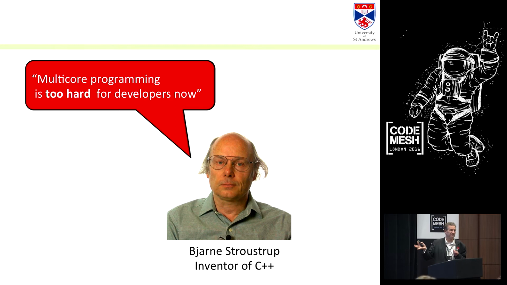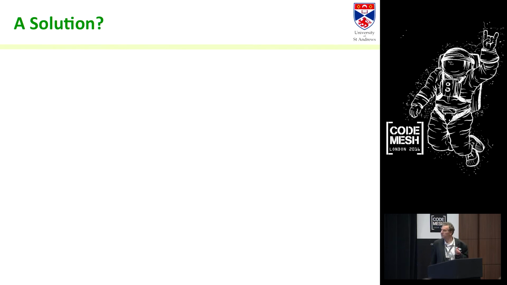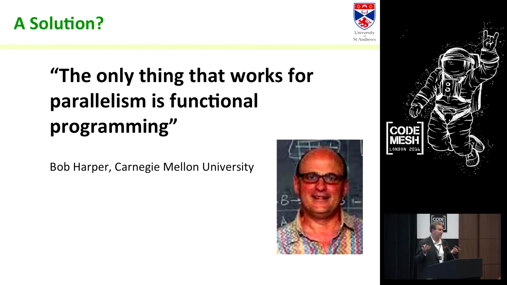One of our heroes, Bjarne Stroustrup: multicore programming is too hard for developers today. Okay. It's a big challenge. How to get normal guys to do parallel programming. How to do parallel programming? Well, the solution, of course, is functional programming.